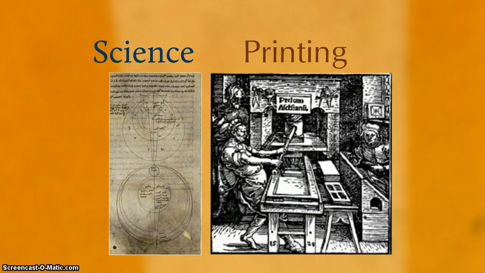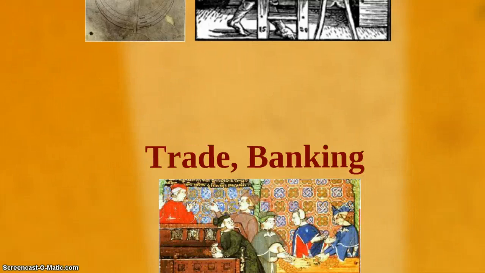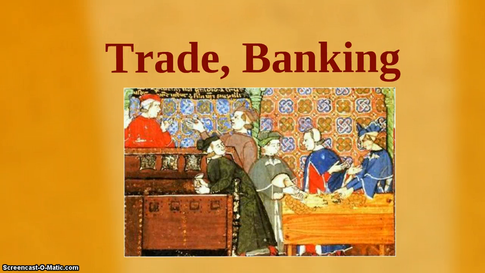We see science developing. There's various achievements and advances in science, including using cathedrals as observatories, interestingly. And printing does begin towards the end of this time period. But Johannes Gutenberg is most famous for his 1455 invention or adaptation of the printing press. And trade and banking. Of course, you have guilds, you have trade, you have the Hanseatic League. You've got to be able to have money change hands.